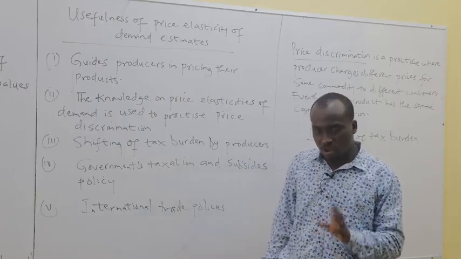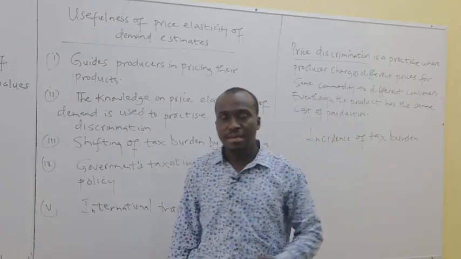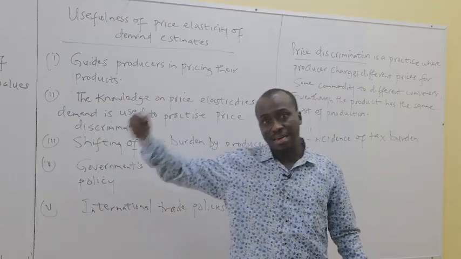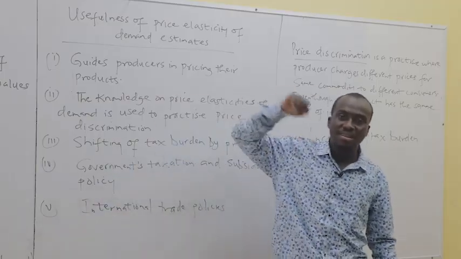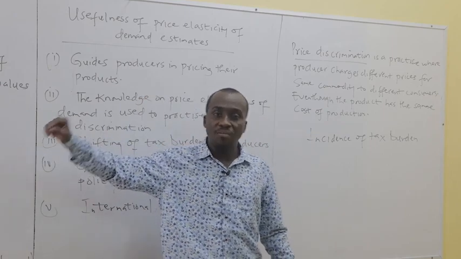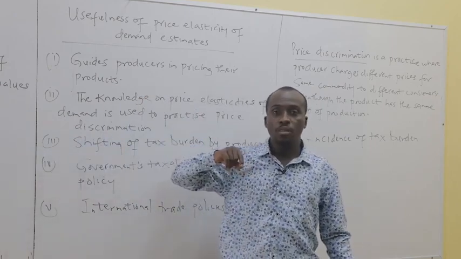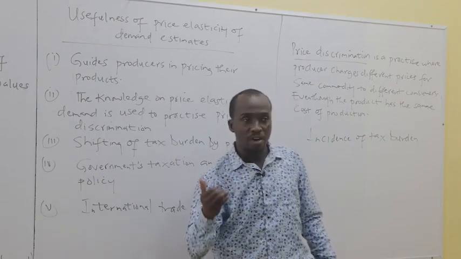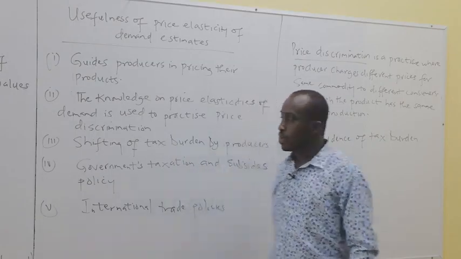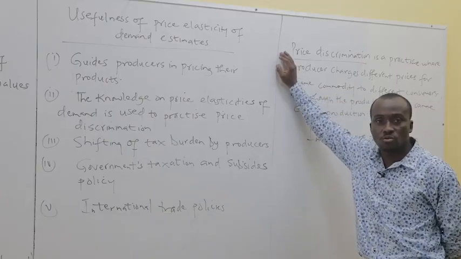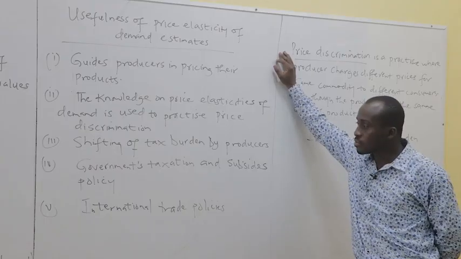So the magnitude of the tax he can shift to the consumers depends on whether the demand for that product is elastic or inelastic. If he detects that their demand is inelastic, he shifts more of the taxes to them and they still buy it. If he detects that the demand is elastic, he will shift a small amount of the taxes, or he might not even shift it, so that the price is very low and he keeps on making his money. So it's good also for producers when it comes to deciding whether to shift their tax burden to consumers or not.